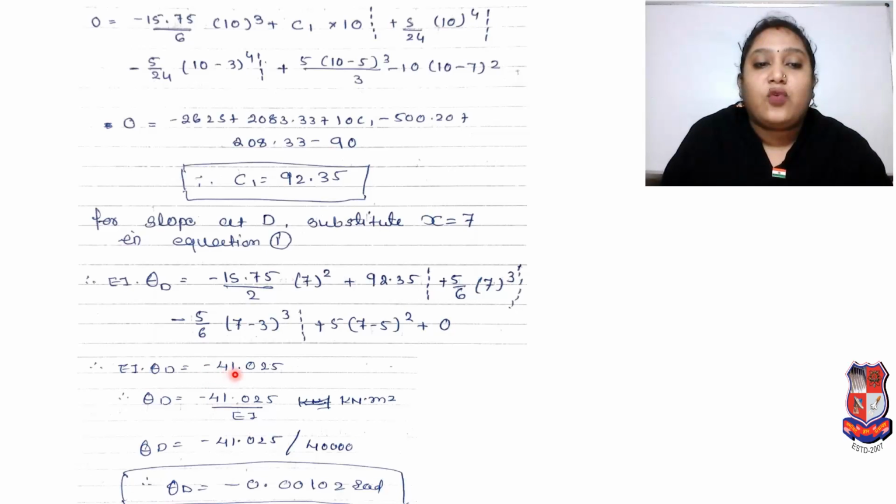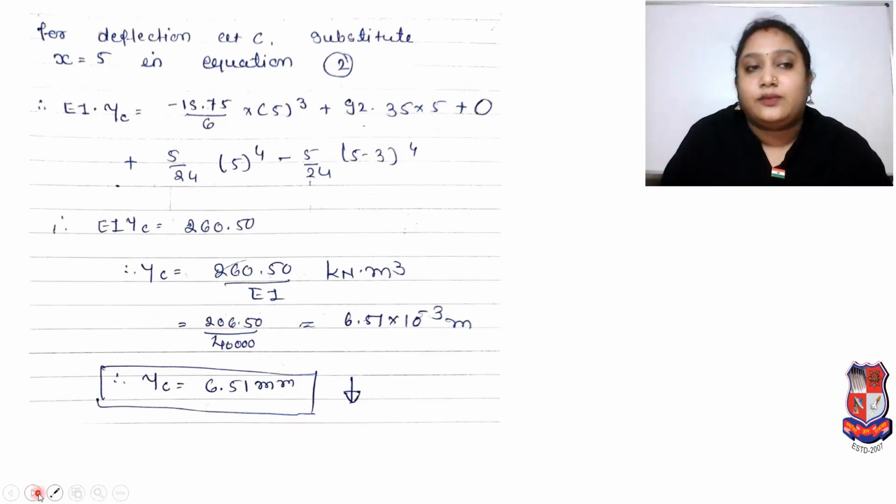So minus 41.025 divided by EI will be our theta D. If we simplify and put the value of EI, we get minus 41.025 divided by 40,000, so theta D is equal to minus 0.00102 radian.